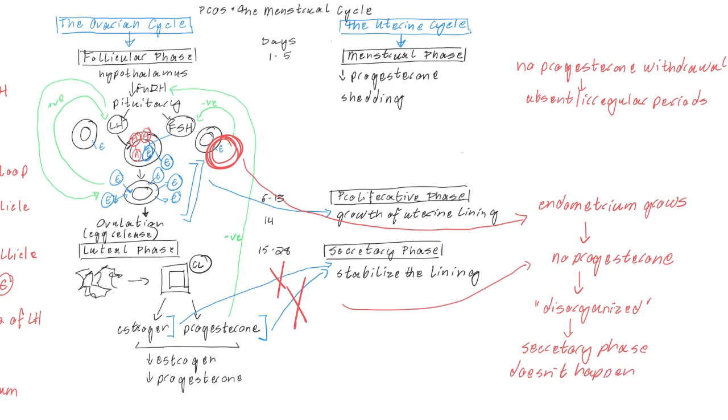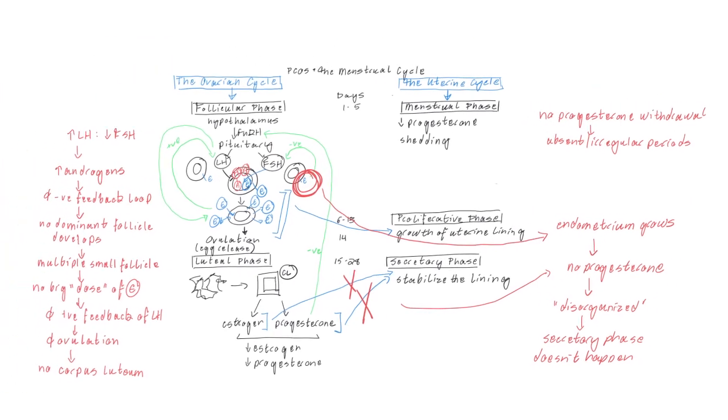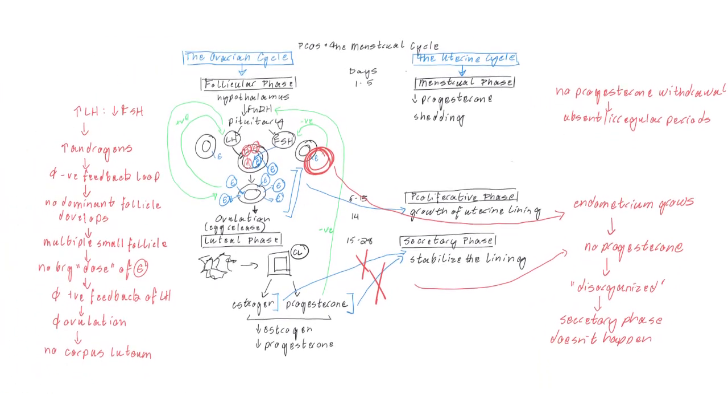All right, so in the middle of this, I have the normal menstrual cycle, and in red on the outer edges, I have what's happening in PCOS. Now let's talk about how doctors actually diagnose PCOS, and they diagnose it with something called the Rotterdam criteria. And you need 2 of these 3 things to be diagnosed with PCOS.